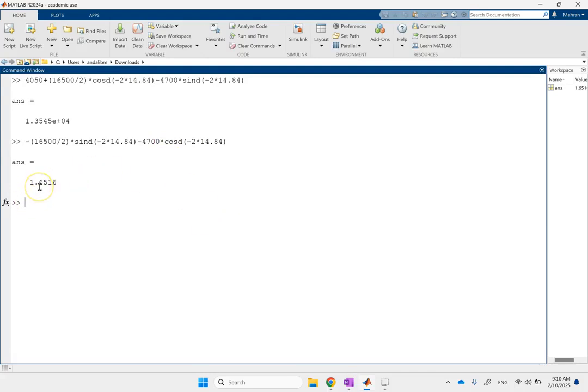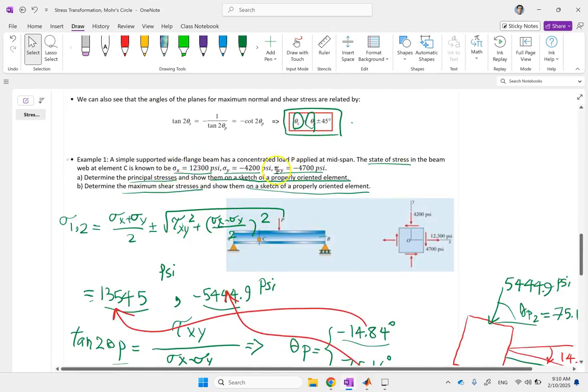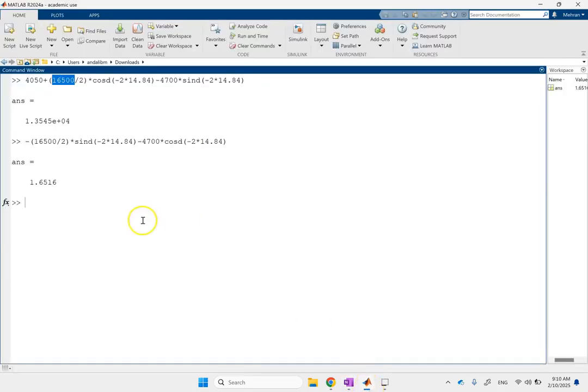Now, is that number 0? No, because we rounded this angle. This angle was not perfectly 14.85. It was a little bit off. We just rounded it. If you use the accurate angle exactly, this number should be 0. And look at the scale of the stress that you have. The stresses are in thousands of psi, right? 12,000, 4,000, 4,000. So when you get something like 1 psi, that is basically numerical error.